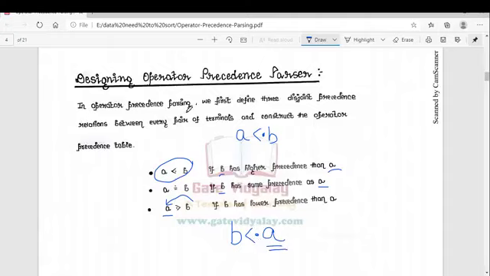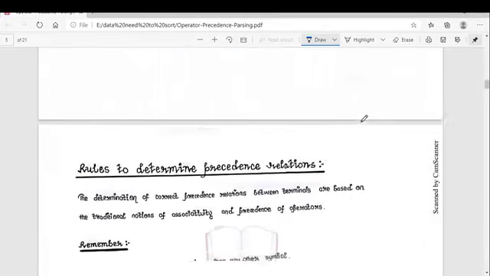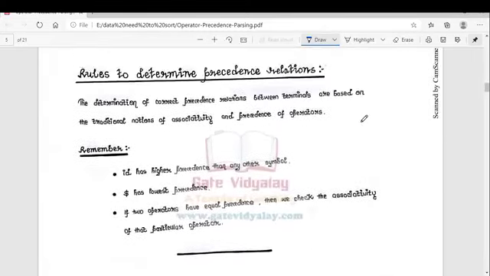In operator precedence parsing, we first define three disjoint precedence relations between every pair of terminals. We have to write the precedence relation between every pair of terminals and construct the operator precedence table. So first we construct the operator precedence table, then from that table we can generate our operator precedence parser. Now the main question is which terminal has higher precedence.